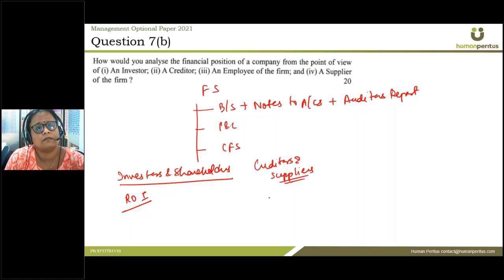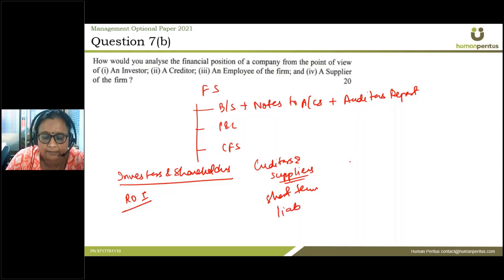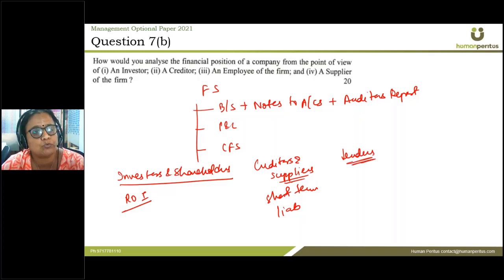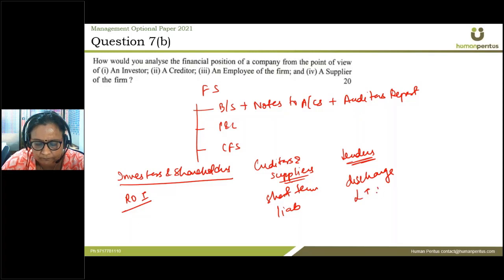So they will be interested in knowing whether the company is able to discharge its short term liabilities, right? And if you're talking about lenders, lenders are the entities who lend their money to the company, for example, banks, financial institutions, or even debenture holders. So they must be interested in knowing whether the company is able to discharge their long term liabilities. LTL stands for long term liabilities, right?